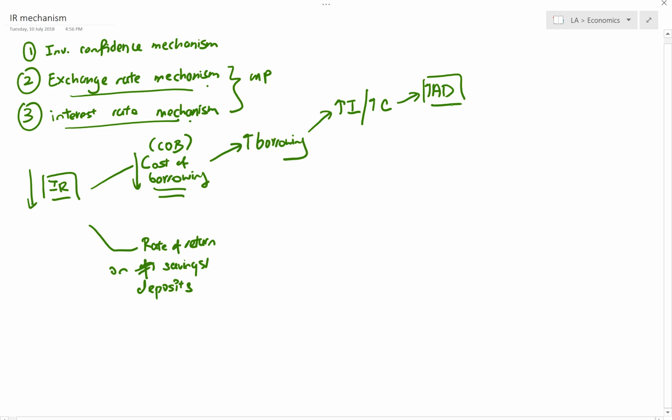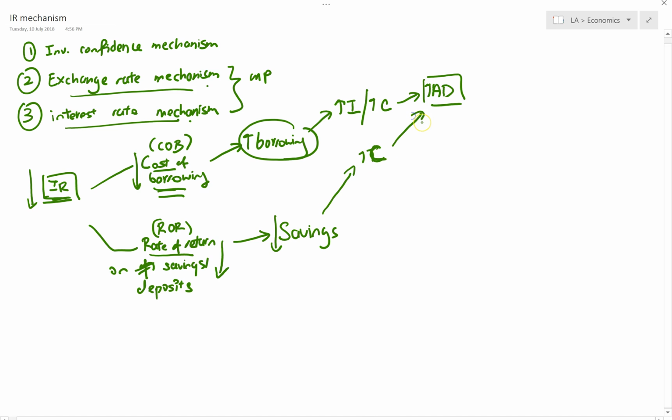From there, you can link it to various macroeconomic aims. Now, at the same time, the rate of return on savings or deposits also goes down. Always remember, interest rate is known as cost of borrowing to the borrower, and it is known as the rate of return to the saver. So now the interest rate in the bank has dropped. Assuming all things stay equal, ceteris paribus, it leads to a decrease in savings. When people save less, generally they will consume more, and when they consume more, AD will increase.